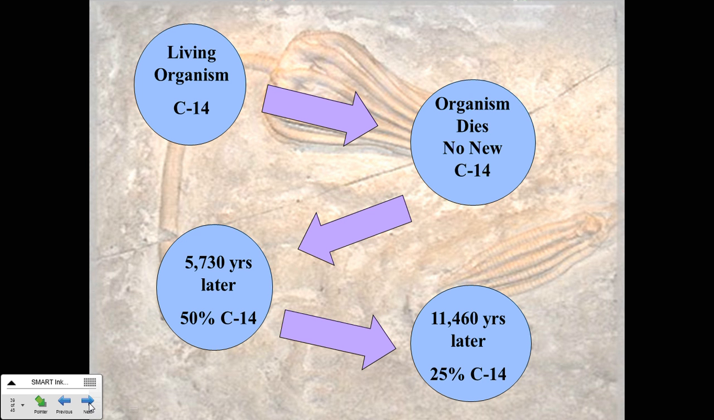So all you're doing is adding 5,730 years for every half-life, and then you're going to divide by 2. So if you start out at 100%, now we've got 50%. Then it's going to go down to 25%, and then half of 25% is 12.5. And then you just continue to divide by half until we get down to almost nothing. But you're never going to get 0% carbon. It just doesn't work out that way.